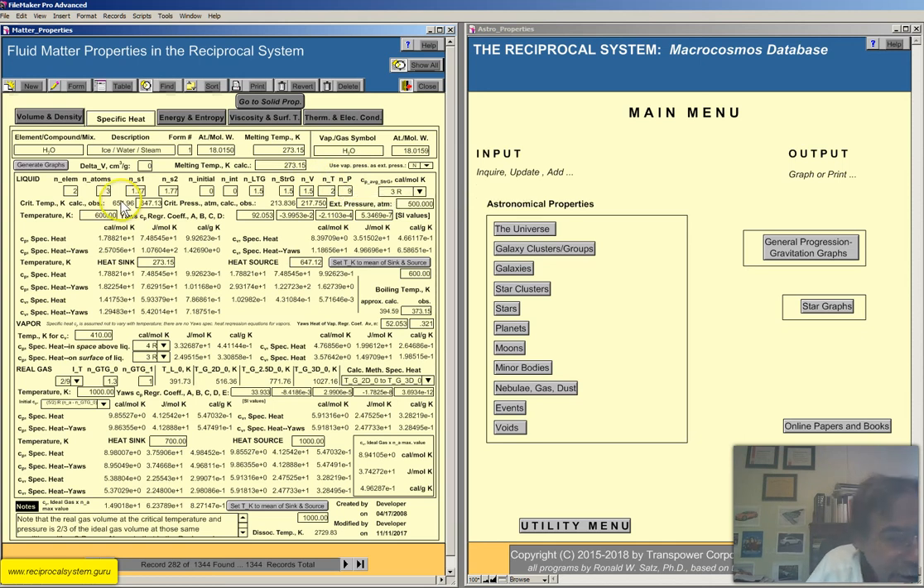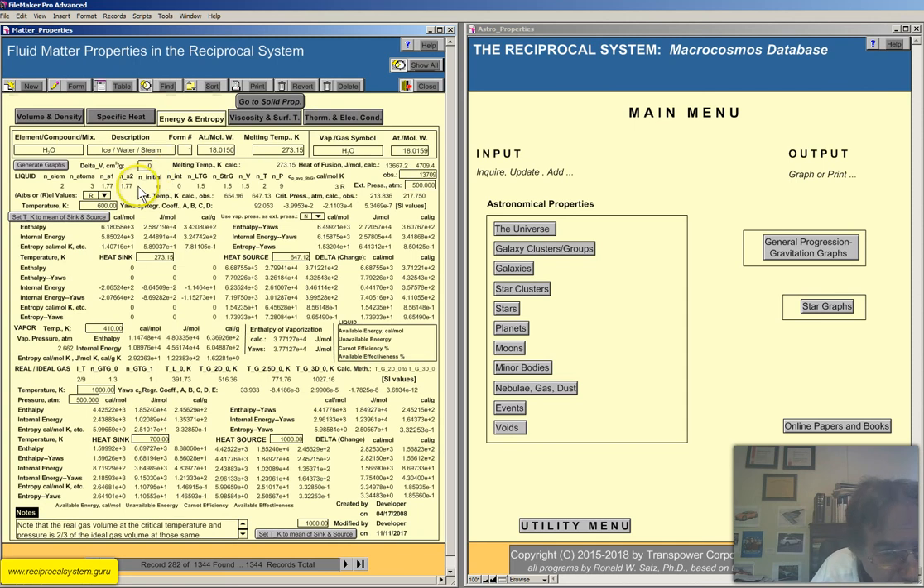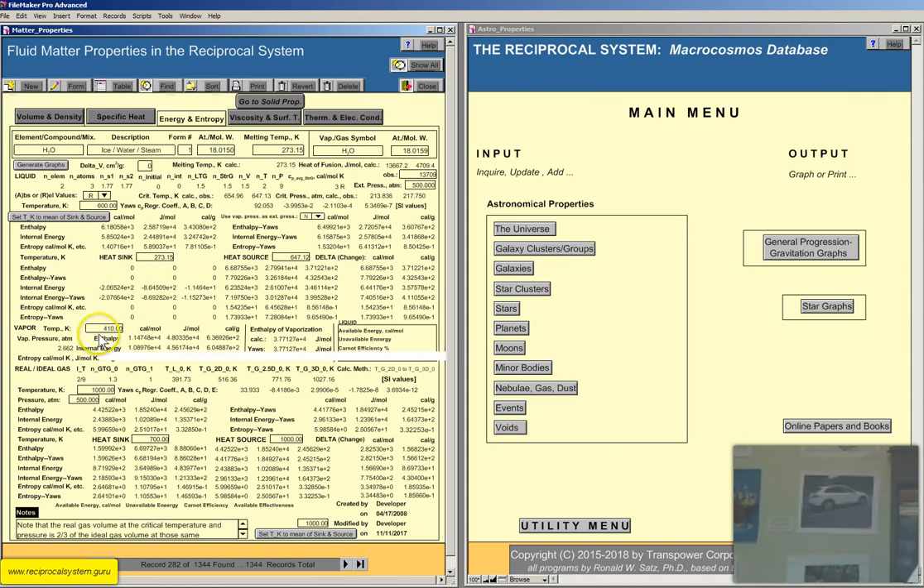Okay? So then if I go back to energy and entropy, they're already all there. Okay, so that takes care of the liquid state. Let's go to the vapor state. Again, you put in the temperature here. By the way, this is a pretty high temperature, but it's a pretty high pressure. That's why you will get some liquid. But suppose you're dealing with a vapor temperature of 410.